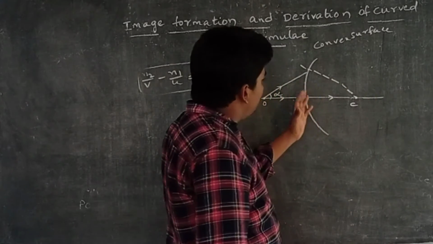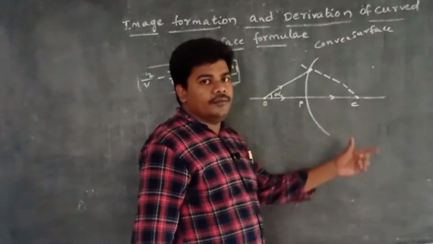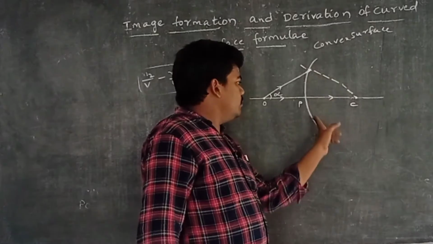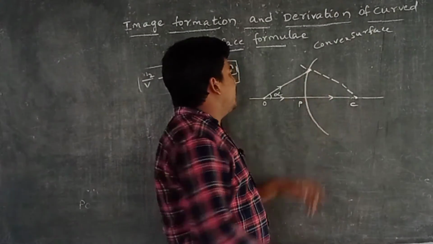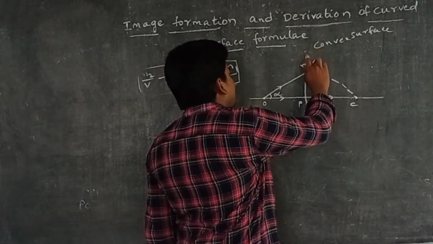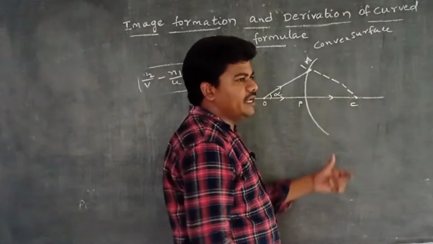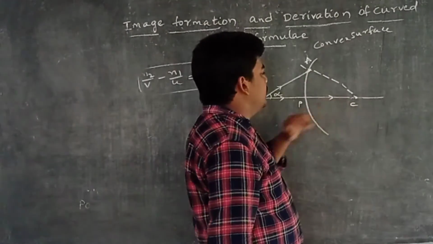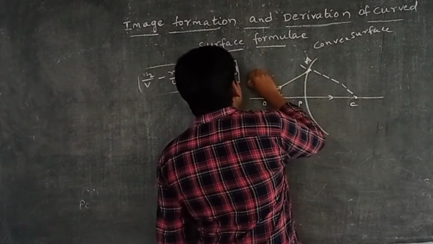From any point on the curved surface, we have to draw a normal. Take a point like this, A. Let A be the point, and draw a perpendicular line to C. And next, the ray. This one is said to be the incident ray.